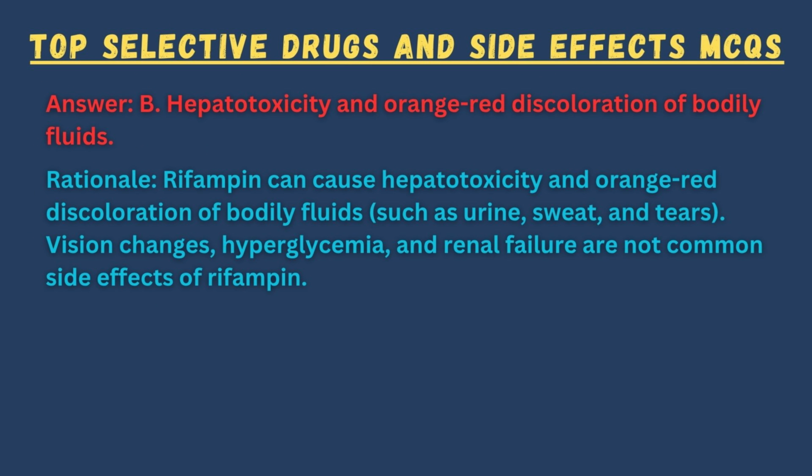Answer: B. Hepatotoxicity and orange-red discoloration of bodily fluids. Rationale: rifampin can cause hepatotoxicity and orange-red discoloration of bodily fluids, such as urine, sweat, and tears. Vision changes, hyperglycemia, and renal failure are not common side effects of rifampin.